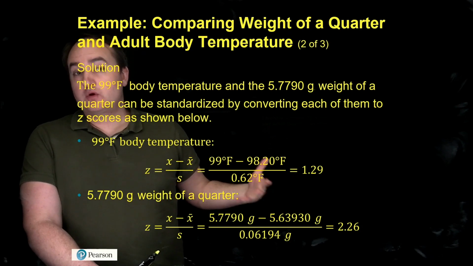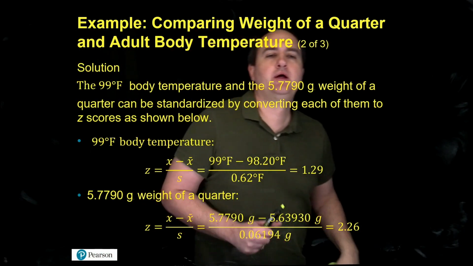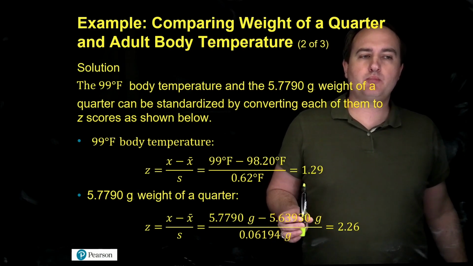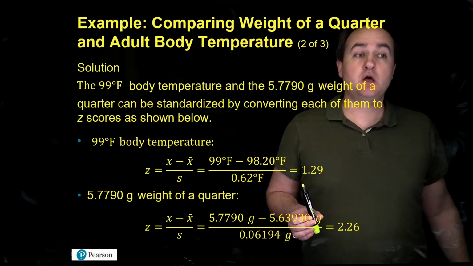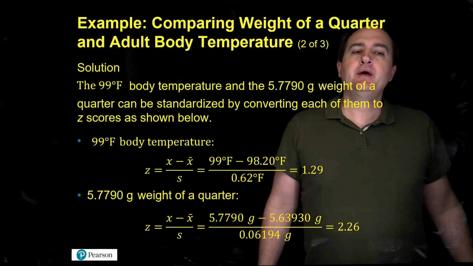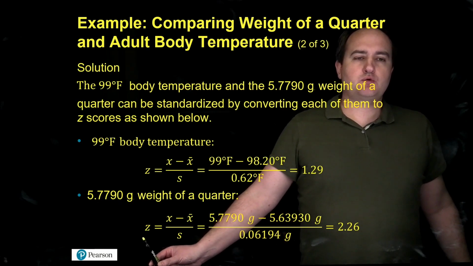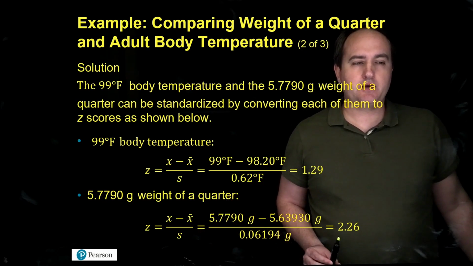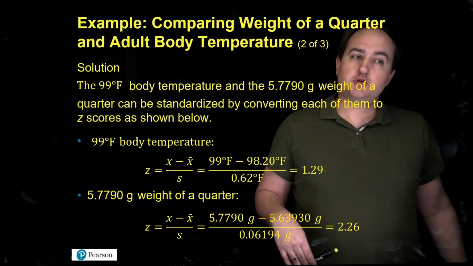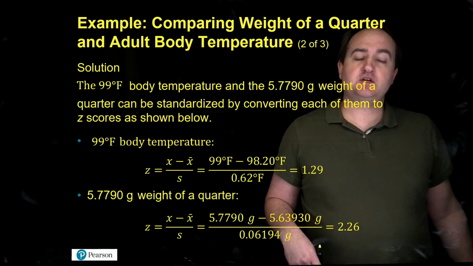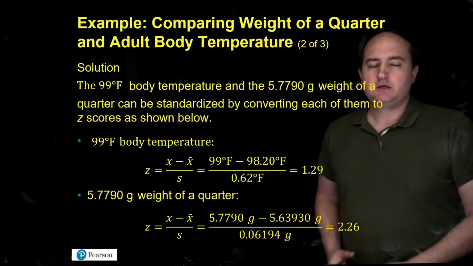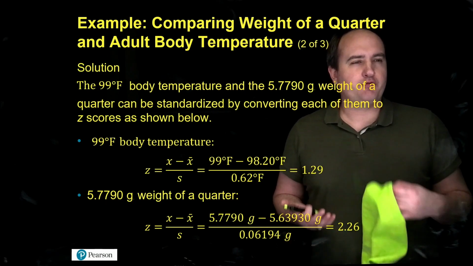looking at these 2 z-scores, what do they represent? Well, we already said that the z-score of 1.29 means that we're 1.29 standard deviations above the mean. That's for the body temperature. And then this other z-score for the weight of a quarter, we got a z-score of 2.26, which represents 2.26 standard deviations above the mean for the weight of a quarter.